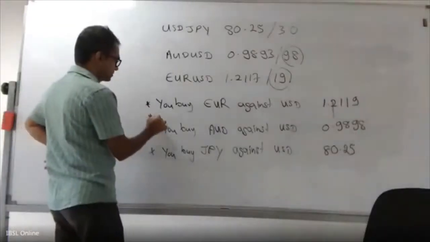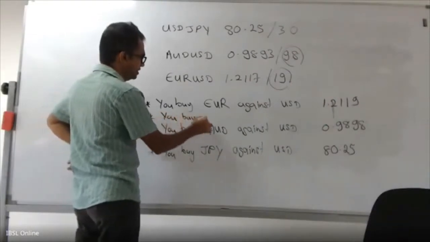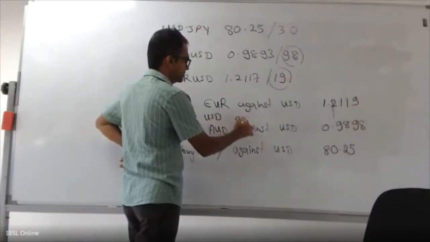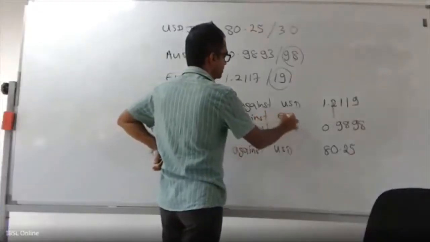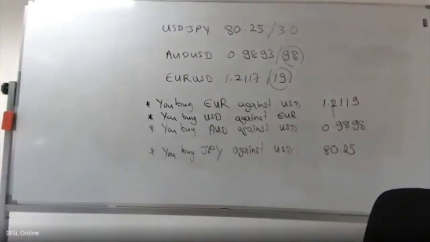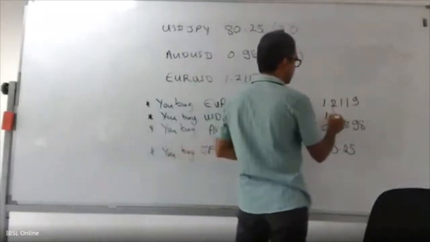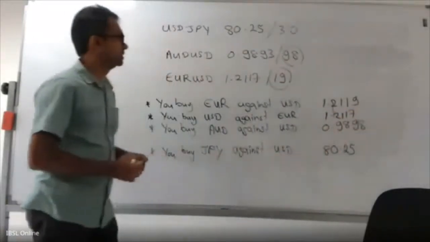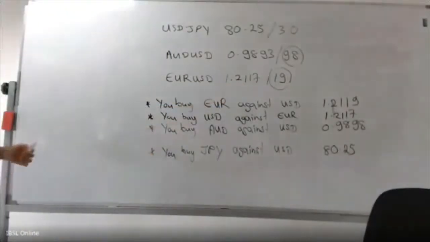If I add another row here, you buy USD against euro. What's the rate? You buy dollar against euro means you sell euro. You sell euro at 1.2117, at the bid.